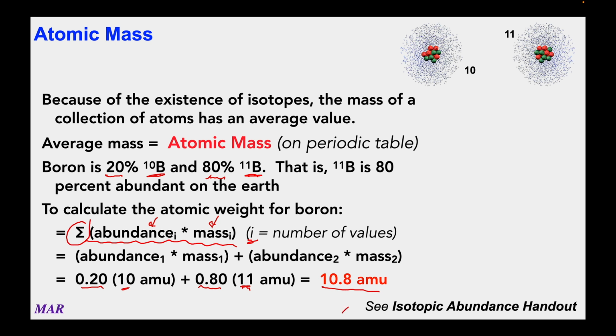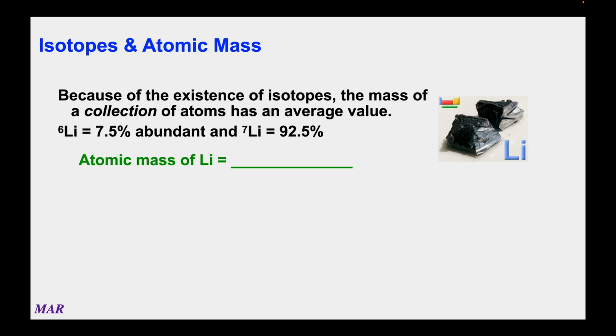This handout right here, the isotope abundance handout, will talk a lot more about this. And it's in your companion and it's online. If you can't find it, let me know. Check that out if you need some more details about how this works out. Isotopes give some crazy values sometimes, but it's nothing you can't do.